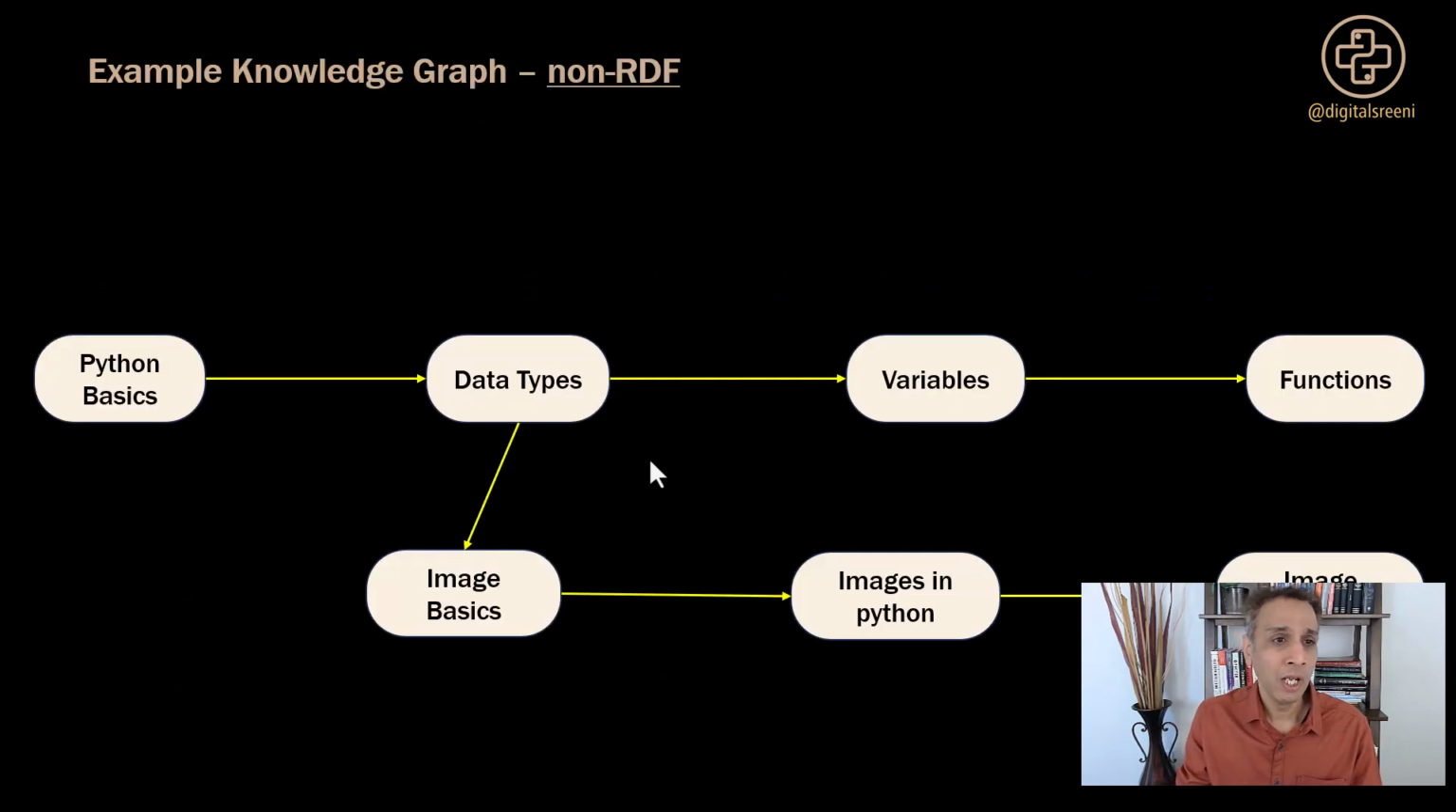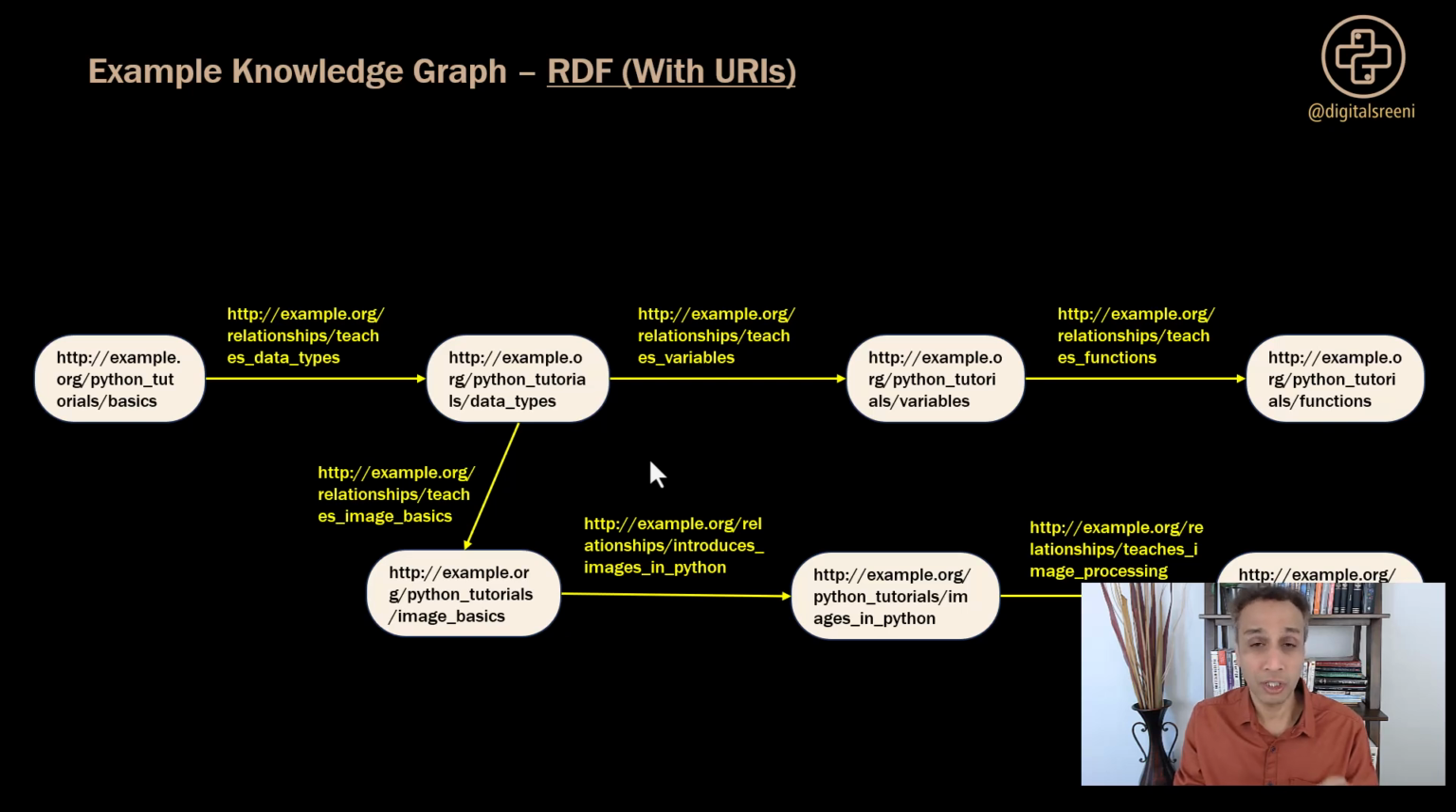Okay, so just to make more sense out of this, here is a typical knowledge graph, right? You have multiple nodes, like Python basics going to data types, and from data types, if you want to work with image processing, you may want to jump into image basics and take this bottom path and so on. So this is a very simple knowledge graph. How do you represent this in RDF? This is a non-RDF graph, a typical graph that you would see. In RDF, it's exactly the same terminology, except you are putting a URI in these nodes and edges.